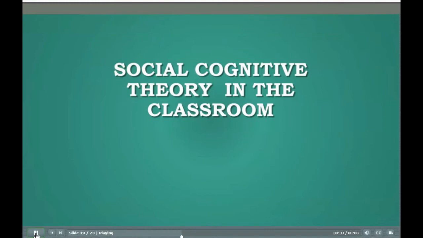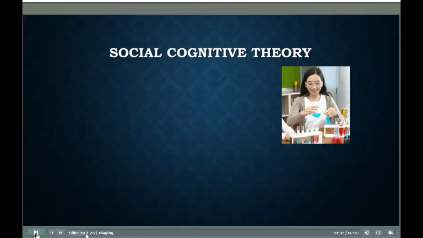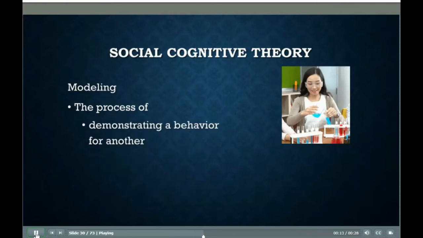Now, let's start to see how this applies to the classroom and to instructional strategies. The instructional strategy that is associated with social cognitive theory is called modeling. Modeling is a very simple two-step process. The first step is to demonstrate a behavior. So teachers do this all the time, whether we are demonstrating how to solve a math problem on the chalkboard, how to diagram a sentence, how to set up a chemistry experiment.